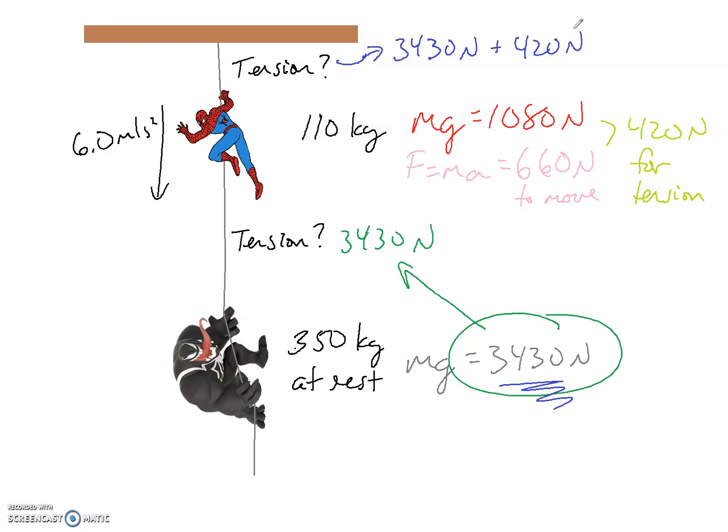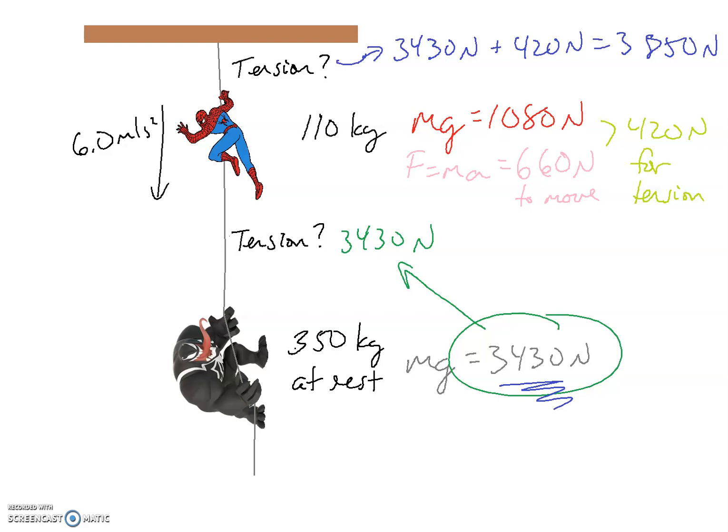If we put those two together, we have a total of 3,850 newtons of tension at the top. 3,430 of that is just to support Venom's weight, and another 420 newtons is because Spider-Man is holding on a little bit, and the rest of his weight force is used for his acceleration, which was the 660. This is just one way to look at the situation. There are a few other ways to solve it, using accelerations and forces in different combinations, but the overall result should still be the same.